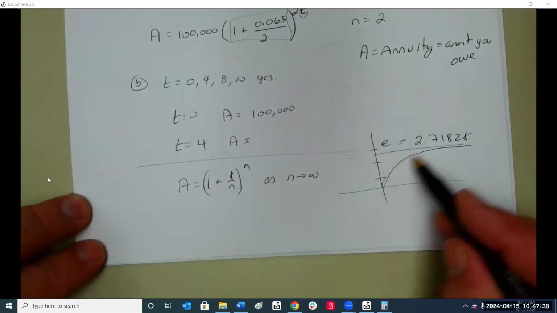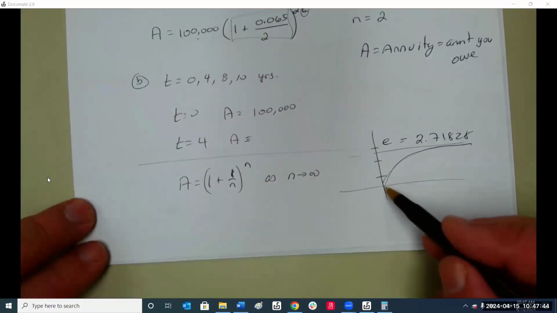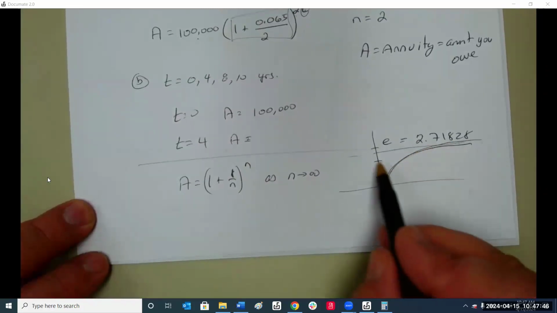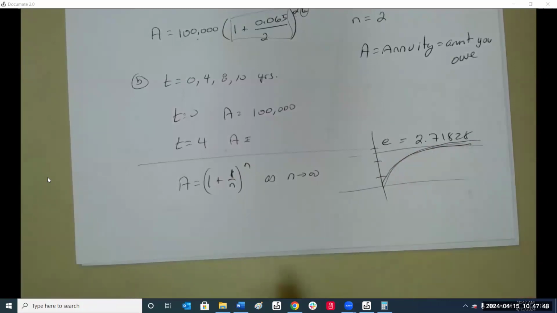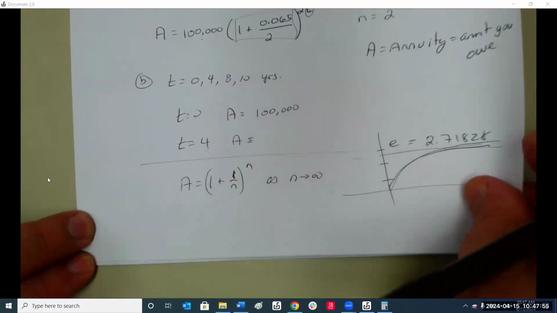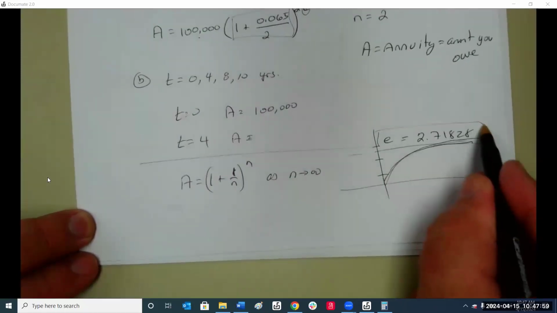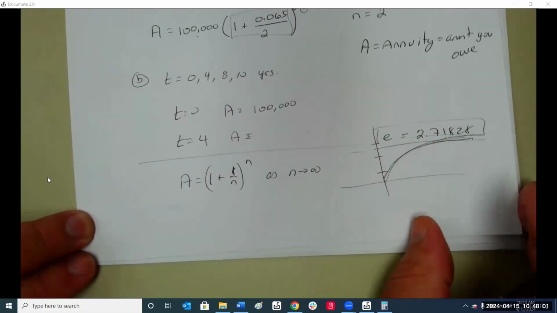For example, the COVID spread that we had grew in this realm. Eventually it reached a plateau because everybody got sick. It couldn't grow any further, and eventually it'll go back down. So, in other words, whenever you see the letter e, it's a constant, like pi.